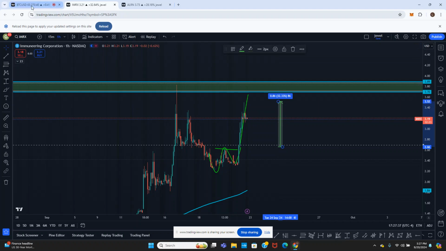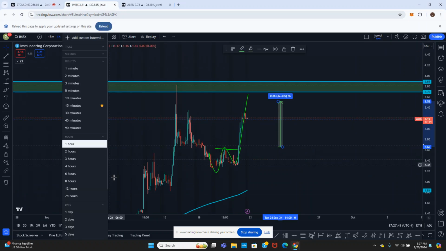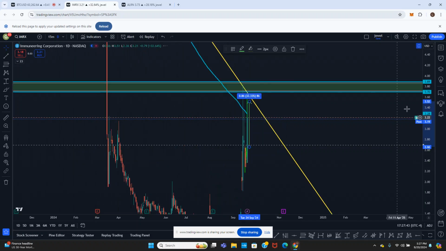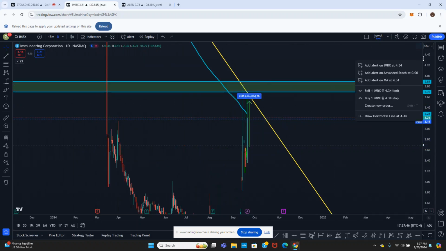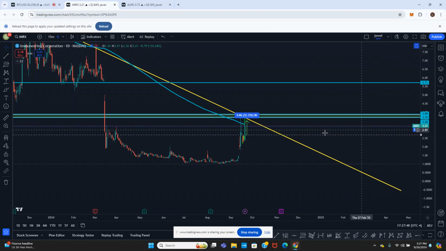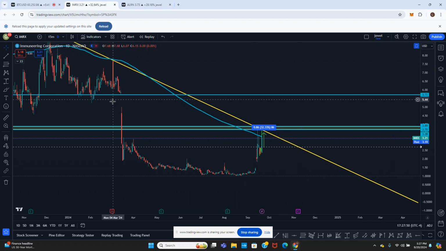But if these break the levels, guys, these could be a home run hitter, especially if it can break out of this trend and hold on a higher time frame above these levels that I have marked. It could fill this gap over here and get up to that 5.73 mark. So pay attention to that one.